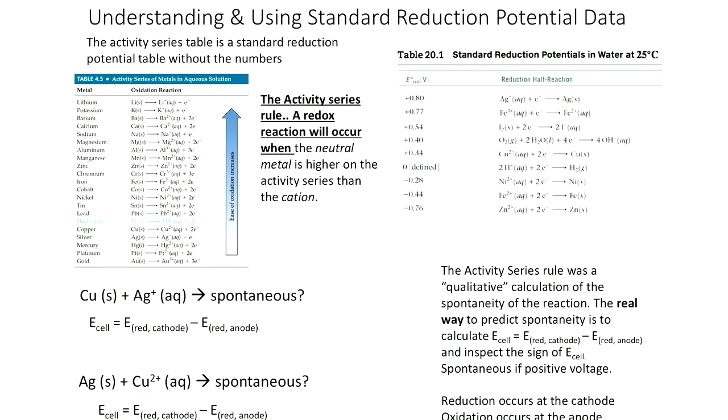In this chapter, we're actually going to use reduction potentials and calculate the voltage that is produced when we mix 2 substances together that produce a redox reaction. So I want you to relate this to the activity series. Hopefully you got to know and love the activity series last year. The reduction potential table is the same exact table, but it has numbers, voltages, associated with each of these half reactions.